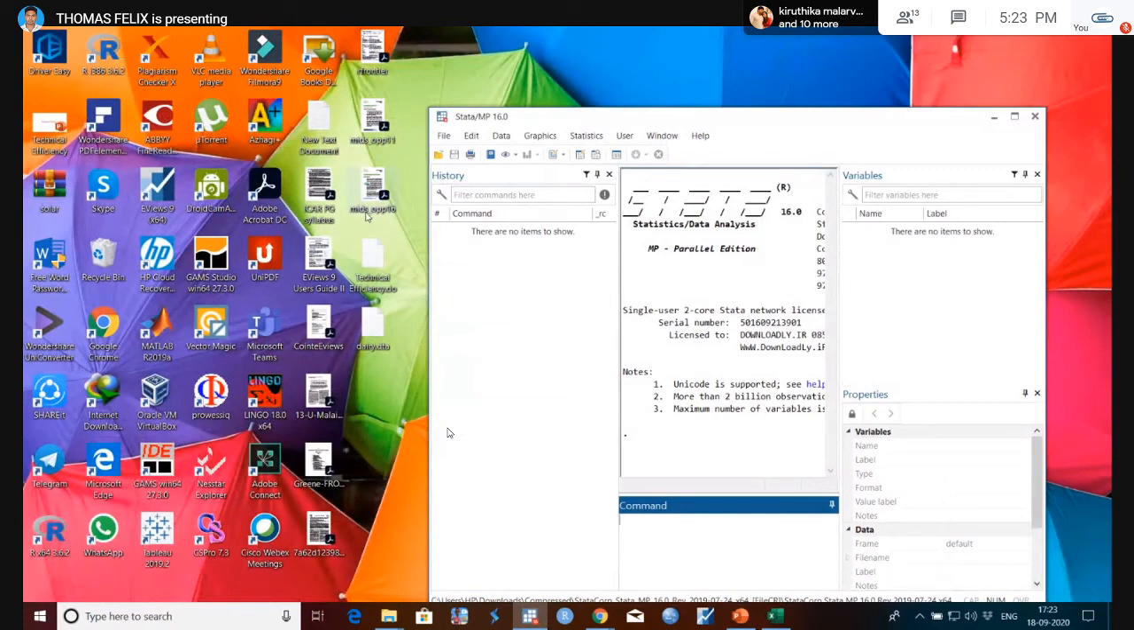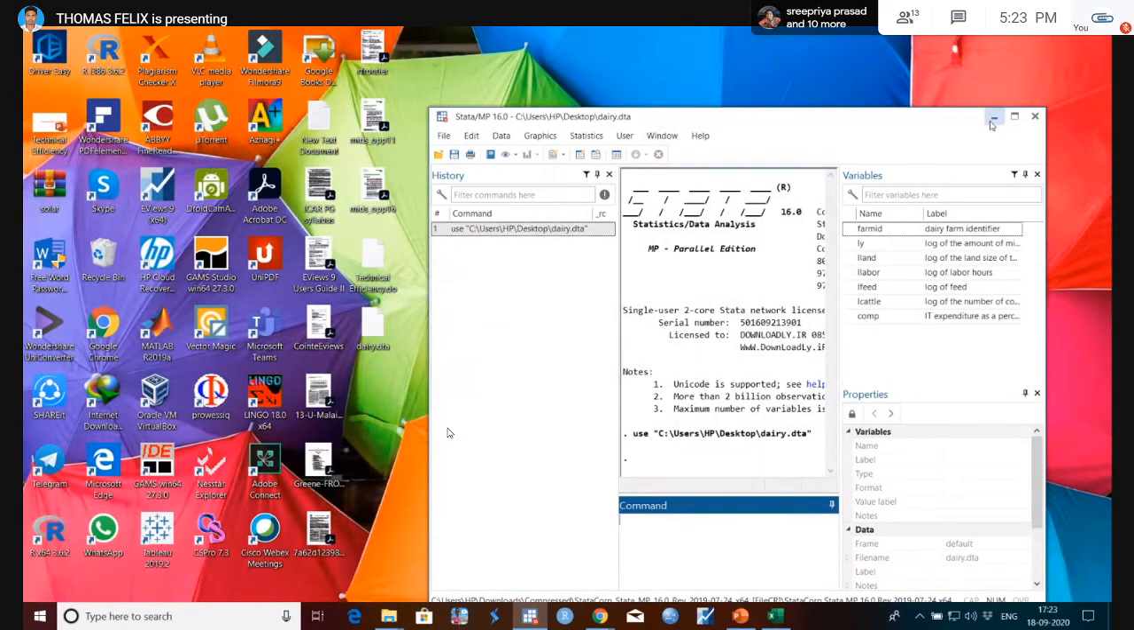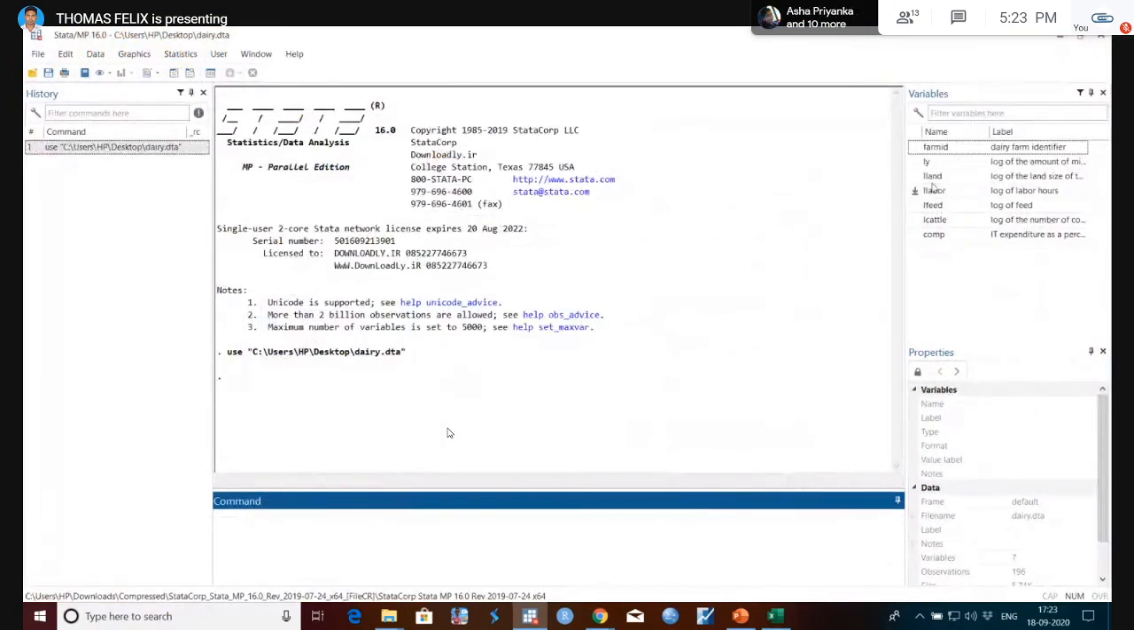I am using Stata version 16. This data has 196 observations of dairy farms. Here, log of y, the dependent variable, is the yield of milk. I have taken the log values. The independent variables are log of land, log of labor hours, log of feed, and log of the number of cows the farms have. These are all the inputs.